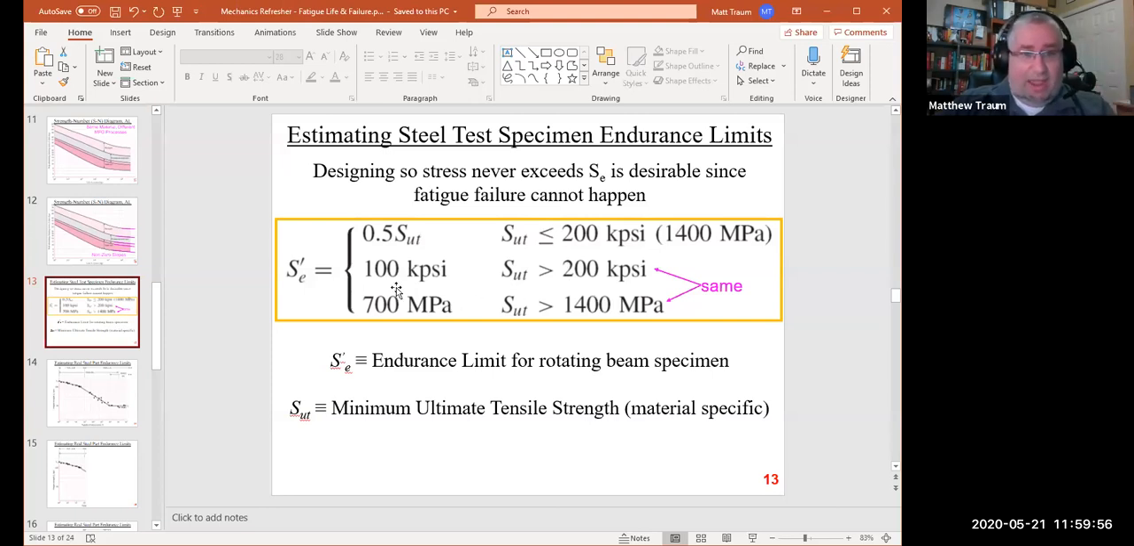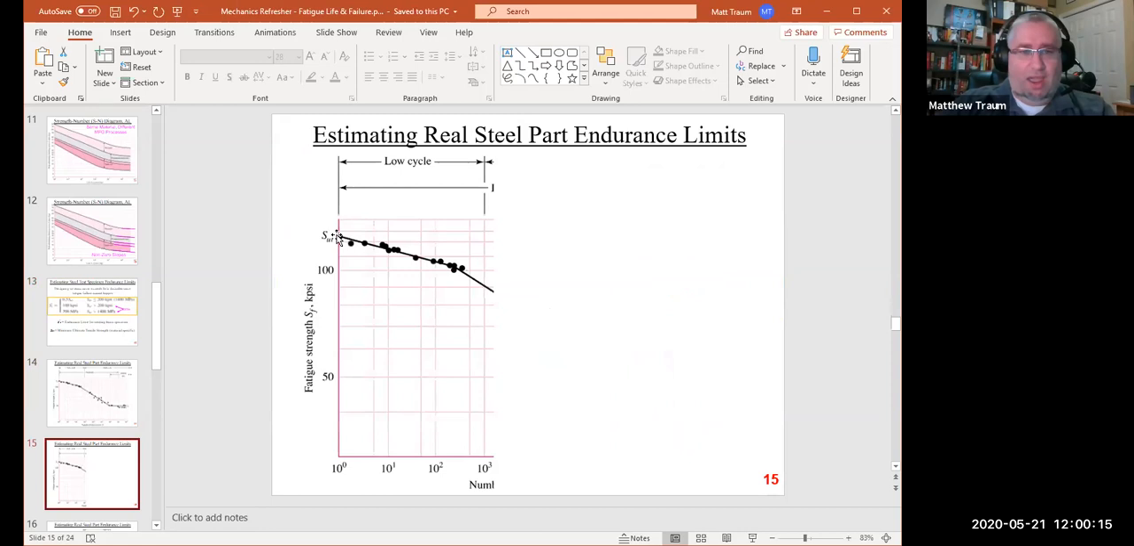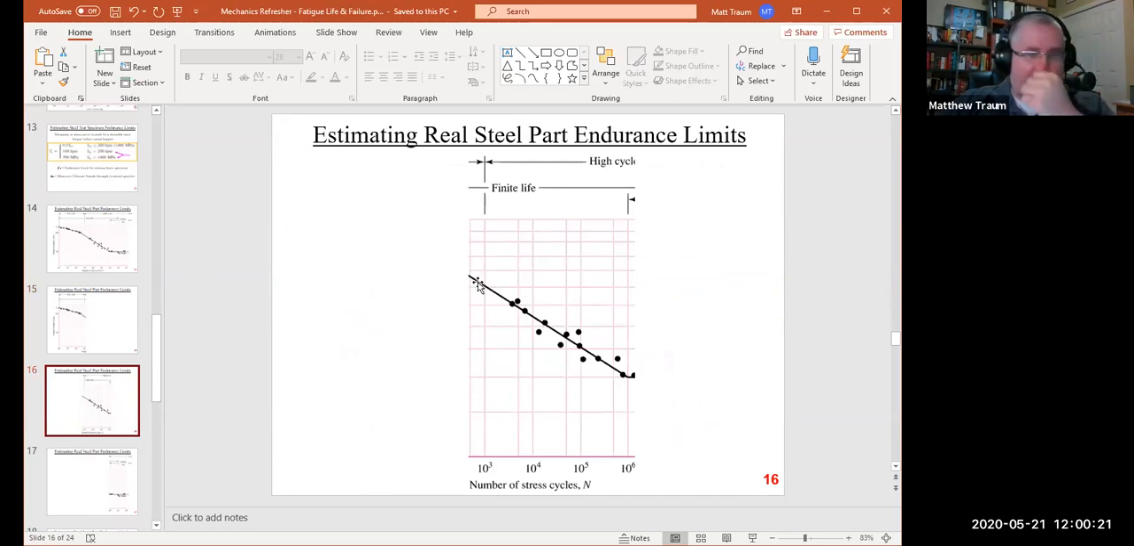Okay, so once we've got this S prime E, then we can create the rest of the diagram, right? So S prime E is here. What we need to do is come up with an expression for this first part of the curve, the low cycle portion of the curve. And then we have to tackle the middle portion of the curve, the high cycle portion, where we're still losing strength as we increase the number of cycles.